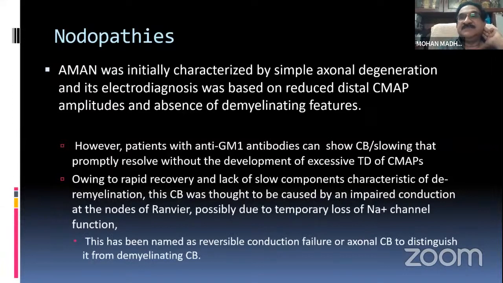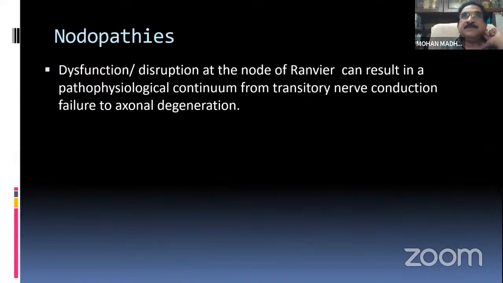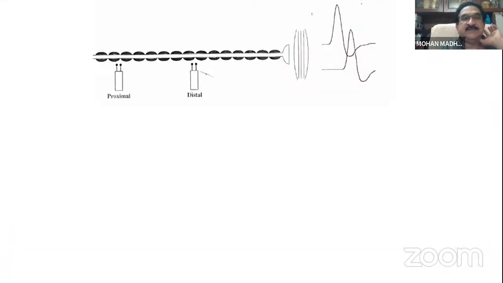And this has been called the reversible conduction failure or axonal conduction block, distinguished from the demyelinating conduction block. The dysfunction or disruption at the node of Ranvier can result in a pathophysiological continuum from a transitory nerve conduction failure to axonal degeneration. How this is produced, I already told in the initial part. And the recovery in patients with AMAN may be either very rapid and complete or prolonged with poor outcome, according to whether it is a pure reversible conduction failure or axonal degeneration.